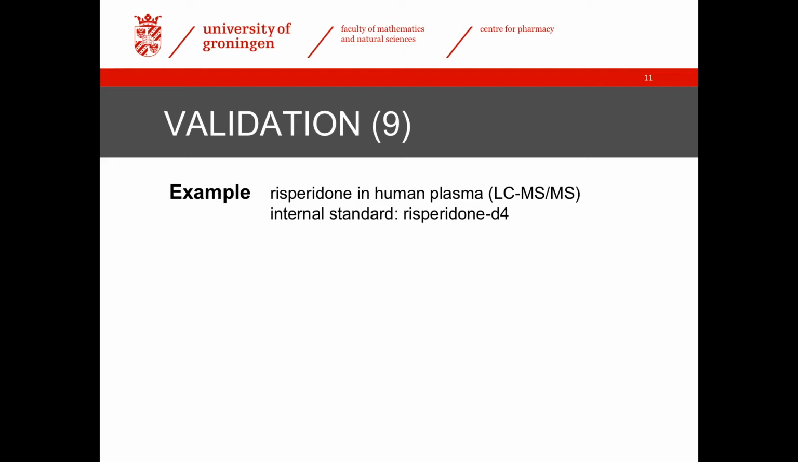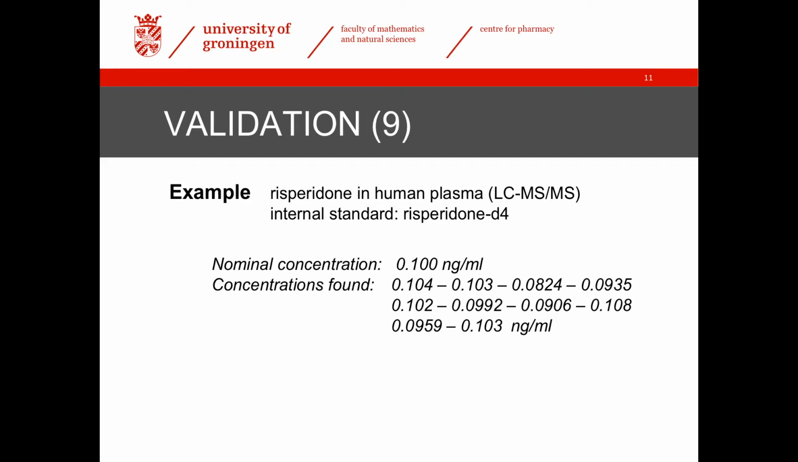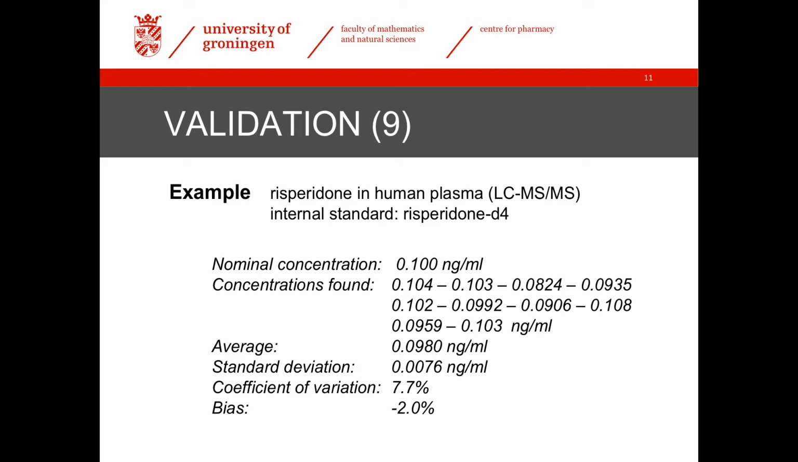As an example, let's have a look at the method for risperidone in human plasma by LC-MS. A sample was prepared at 0.1 nanogram per milliliter and analyzed 10 times, which gave 10 different results. From these results, an average and a standard deviation can be calculated, and a coefficient of variation, or CV, and a bias can be determined, and the bias is then the deviation of the average result from the theoretical value. The CV is used as a measurement for the precision, and the bias as a measurement for the accuracy.